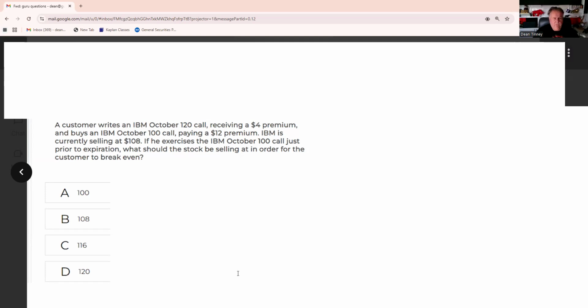Here's today's request. A customer writes an IBM October 120 call, receiving a premium of 4, and buys an IBM October 100 call, paying a premium of 12. IBM is currently selling at 108. Doesn't matter where the stock is when we do the trade.